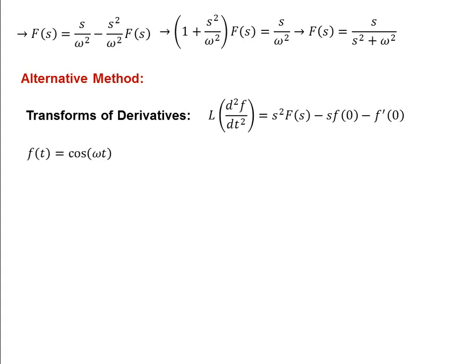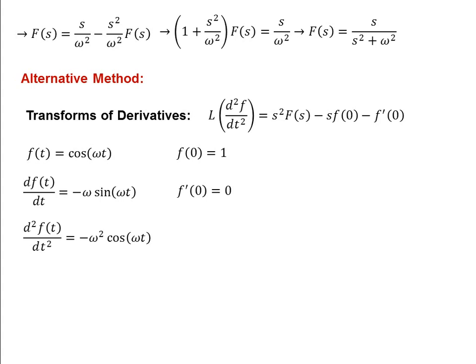So if my function f(t) is equal to cosine omega t, and if I assume that t is equal to 0, f(0) is equal to 1. The first derivative of f(t), df/dt, is equal to minus omega sine omega t. If I substitute the initial condition again, I will have f prime of 0 equal to 0. So the second derivative of f(t) is equal to minus omega squared cosine omega t.